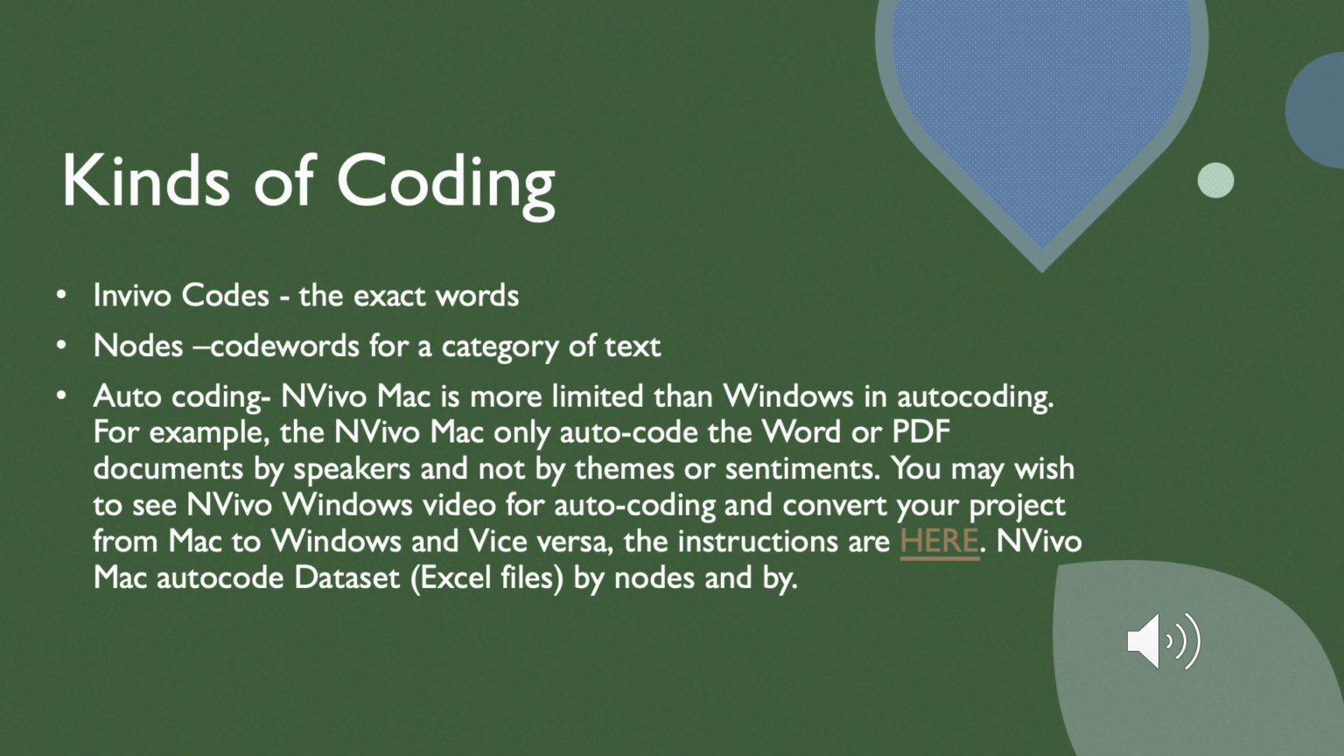A third type of approach to coding is called autocoding. However, NVivo Mac is more limited than Windows in autocoding. For example, NVivo Mac can only autocode Word or PDF documents by speakers and not by themes or sentiments, which NVivo Windows can do for you.